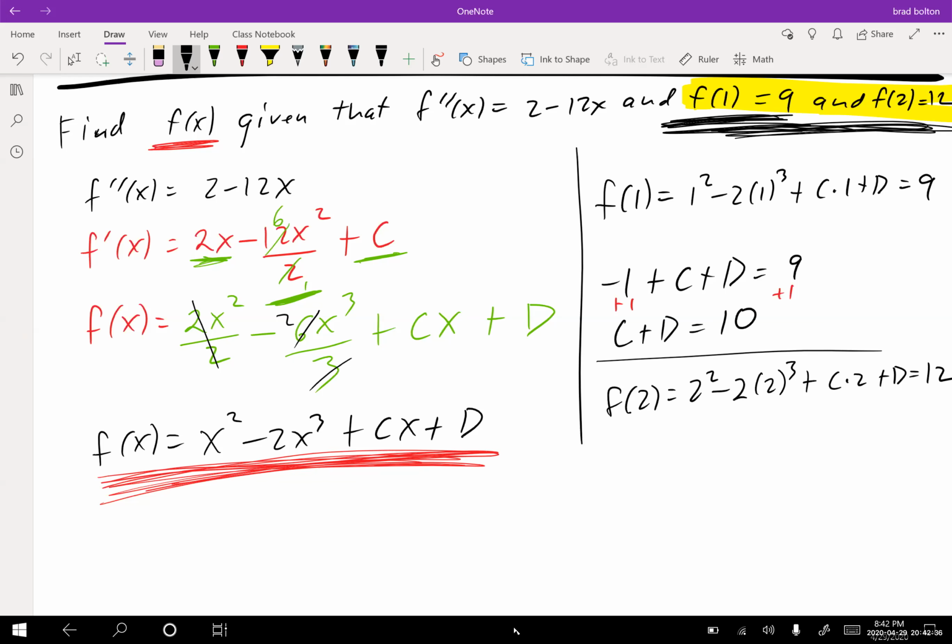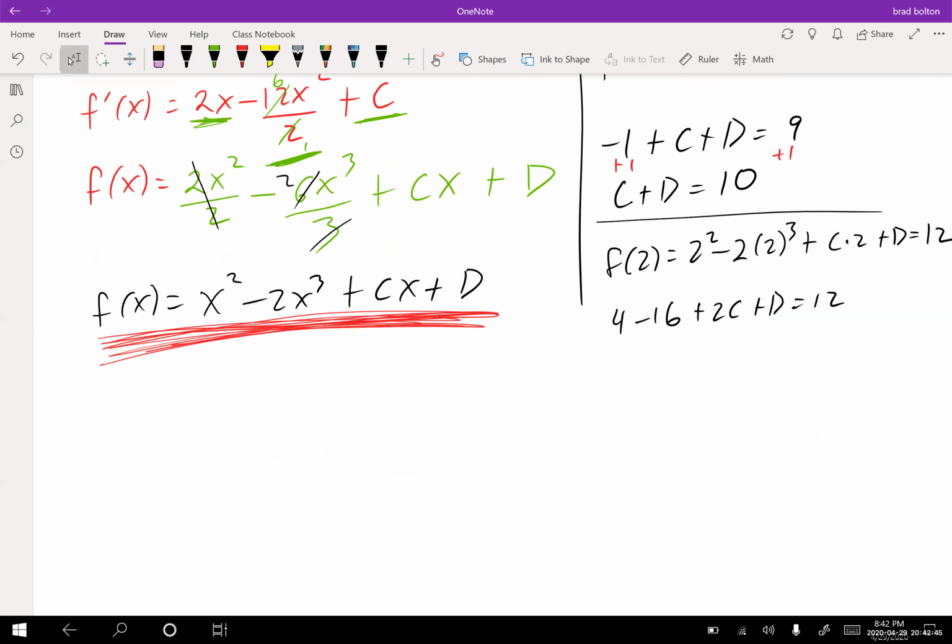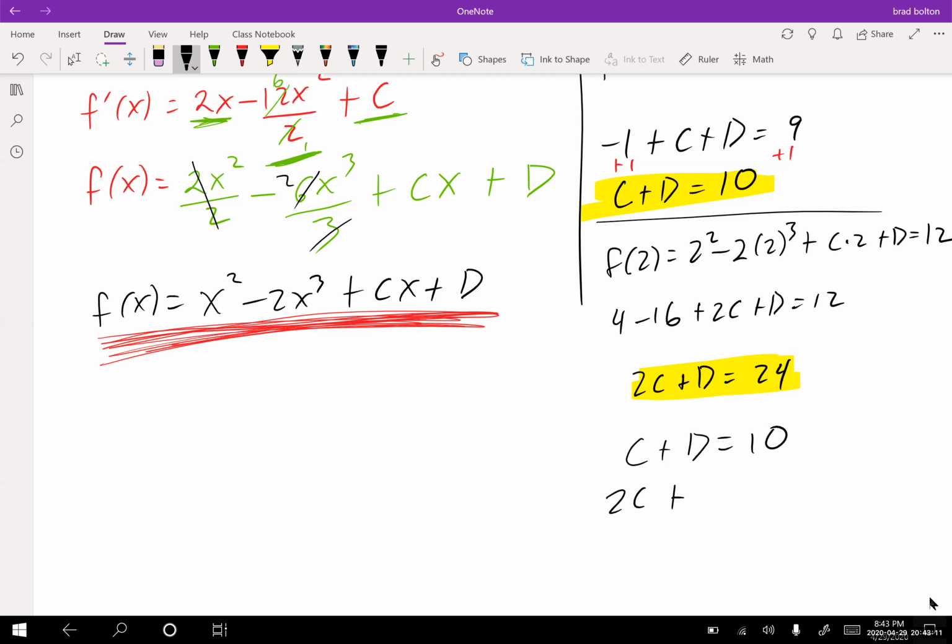So then we know that this is going to be 4, minus 16, plus 2c plus d equals 12. Well, that is actually 2c plus d equals 24, I believe. Yeah, so now this may look familiar. You now have a system of equations. So now I can write this as c plus d equals 10, and 2c plus d equals 24. This is my system of equations.